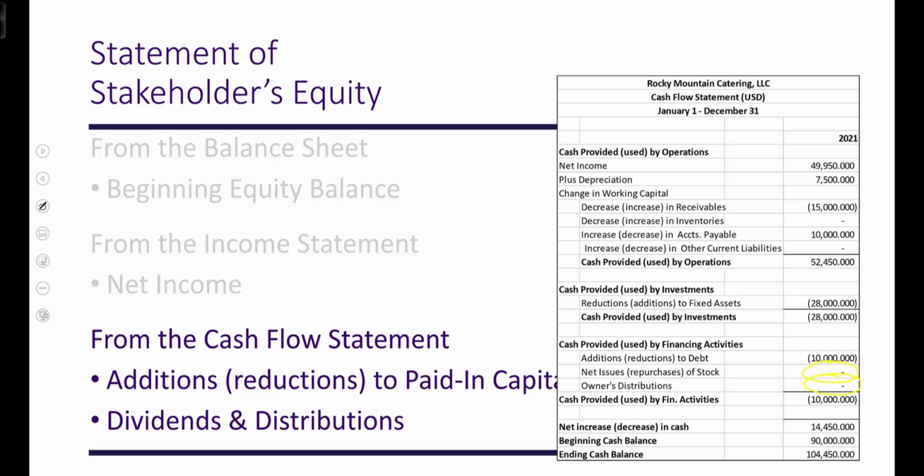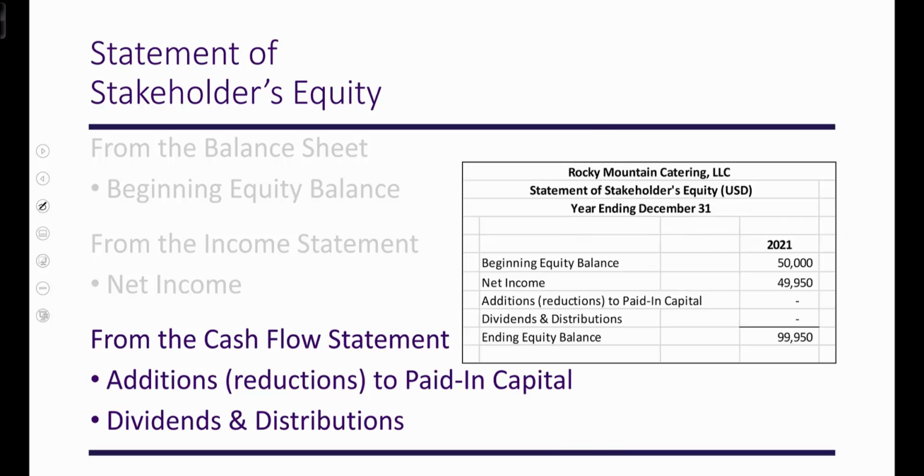Had there been an issuance of stock, it would have been the company issuing stock to investors, in which case investors would have paid money to the company. That would have been an addition to cash. It would have been an addition to equity. If we had paid out any distributions or dividends, that would have come from the company's equity. It would have been a reduction to equity, just as it would have been a reduction to cash. We see here that neither of them took place, but this is where they would have gone.